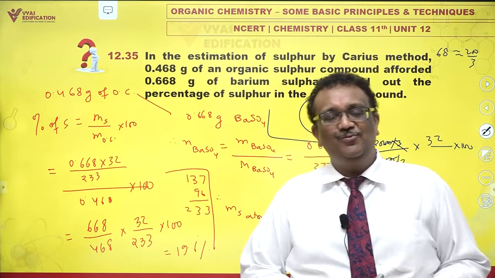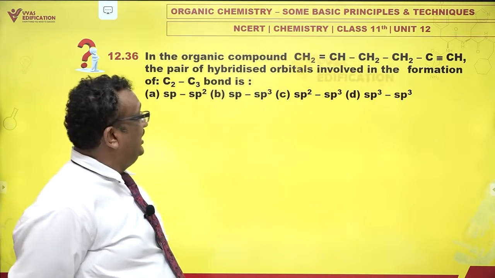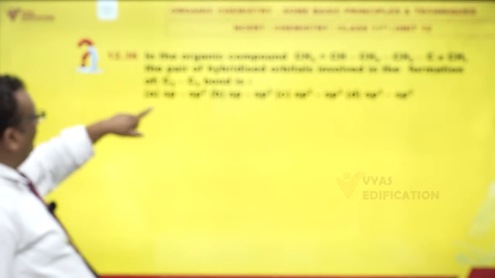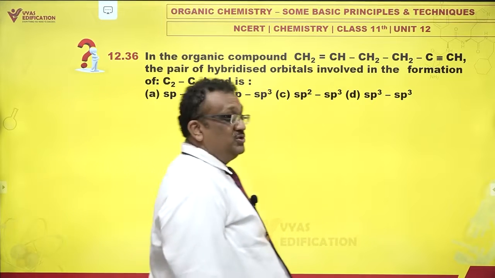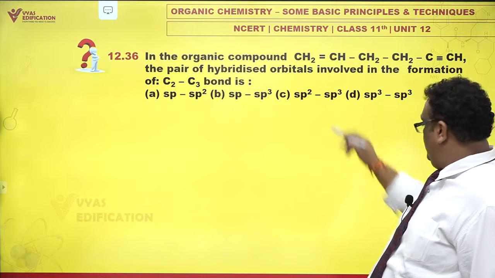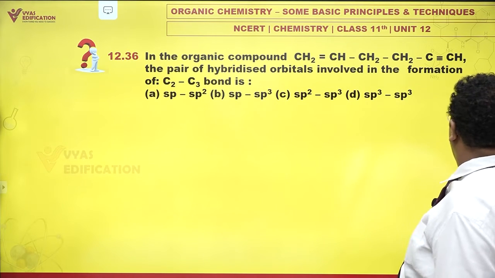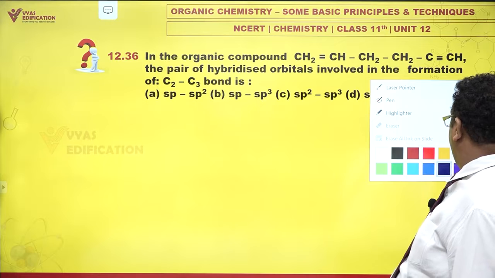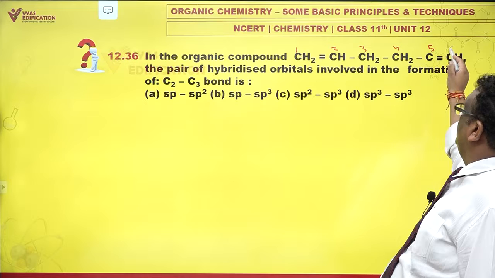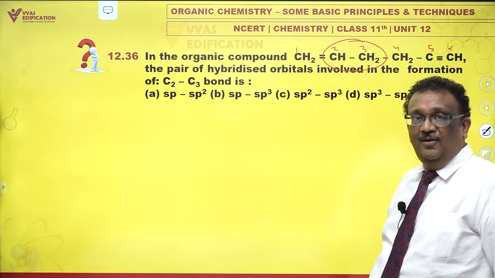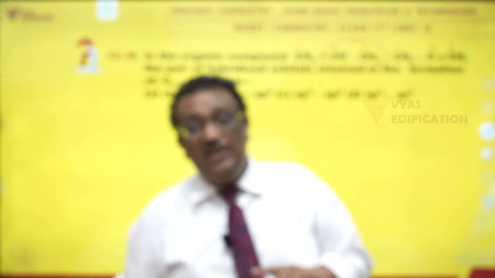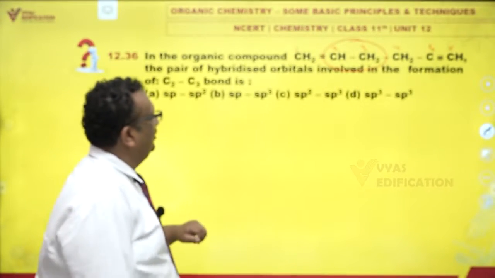That's reasonable, very close. In the organic compound CH2 double bond CH, CH2, CH2, C triple bond CH, the pair of hybridized orbitals involved in the formation of C2-C3 bond is, now C2-C3 bond, first of all we have to name this also, and that is 1, 2, 3, that is how we should name it, and it would be like 1, 2, 3, 4. So this is C2 and C3. Why this side? Alkene and alkyne. Ene is alphabetically before ine. This gets a preference.